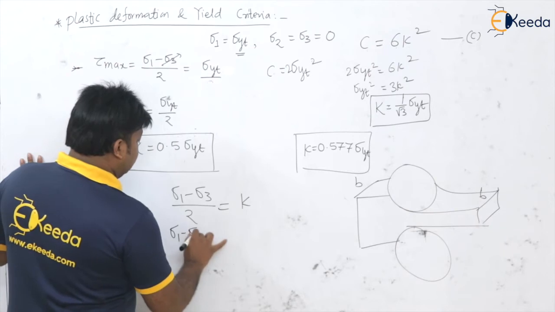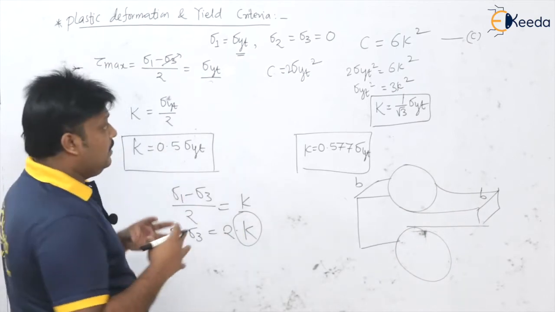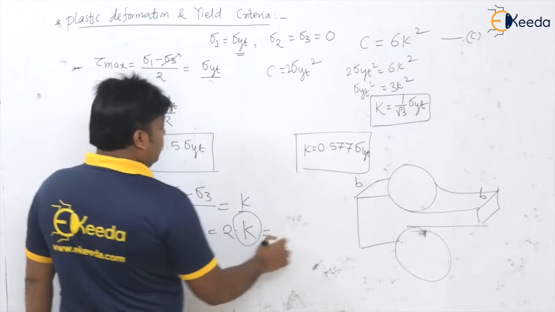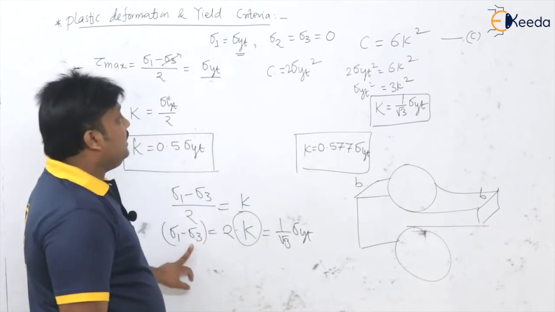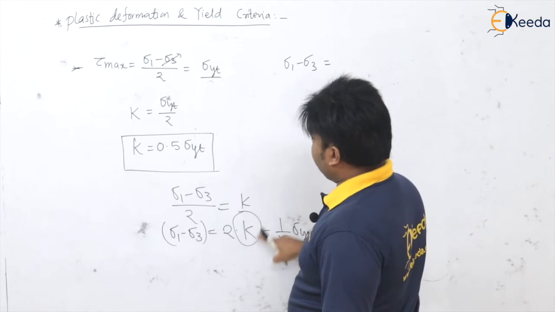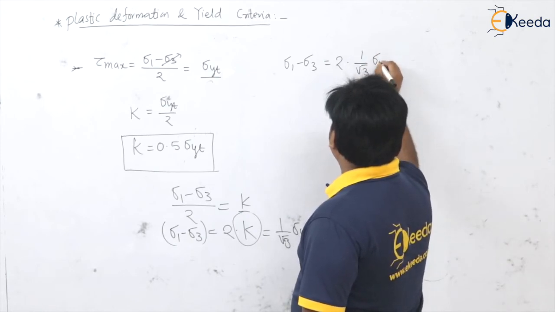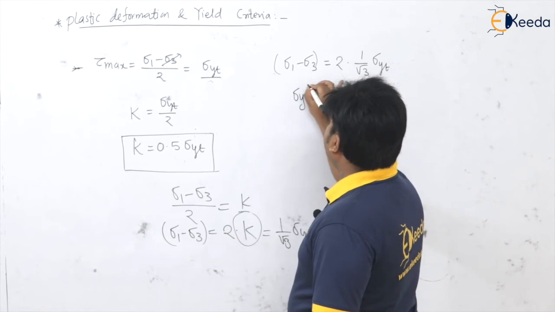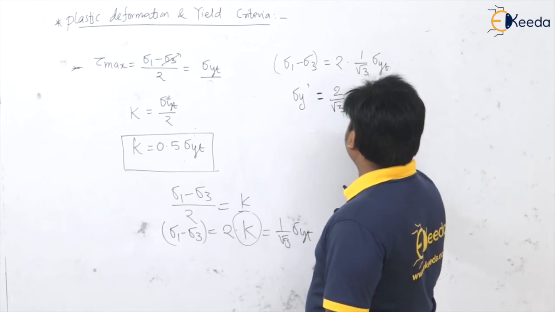So sigma 1 minus sigma 3 will be what? 2 times K. And here the two criteria are the same, Tresca's criteria and the von Mises criteria, where K is equal to 1 upon root 3 times sigma yt, isn't it? So here this sigma 1 minus sigma 3 will be replaced by sigma y dash. We know from the von Mises criteria, K is equal to 1 upon root 3 times sigma yt, that is the yield strength of the material. So I will replace sigma 1 minus sigma 3 by sigma y dash. Sigma y dash will be equal to 2 by root 3 times sigma yt.